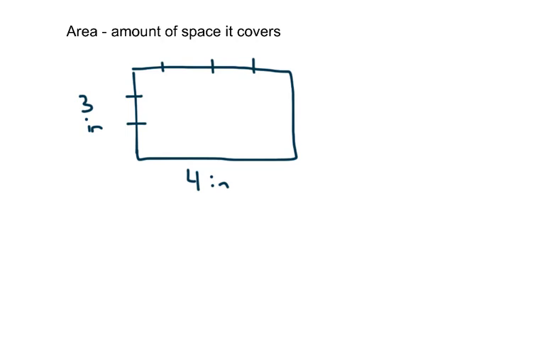Now let's talk about area. Simply put, area is the amount of space that something covers up. When you think about buying carpet in your house, that's a great example of area. How much space does it cover?